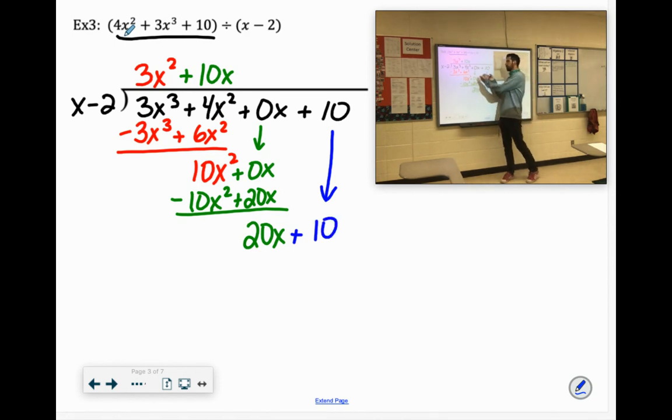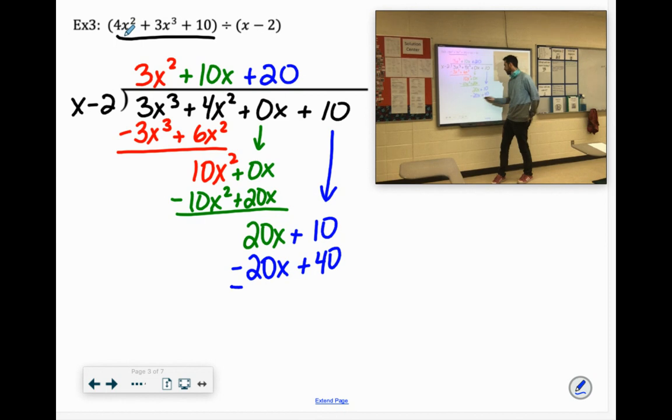And technically, you could bring down every term for every line. It just saves you a little writing. X times what would give us 20x? 20. 20 times x is 20x, so we'll make it negative 20x. 20 times negative 2 is negative 40, so we'll make it positive 40. 20x minus 20x, gone. 10 plus 40 is 50. We don't have anything else to bring down.